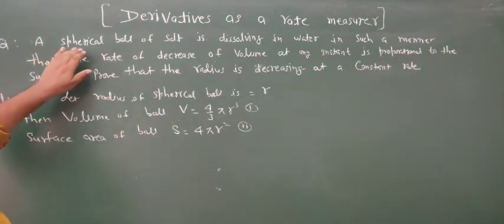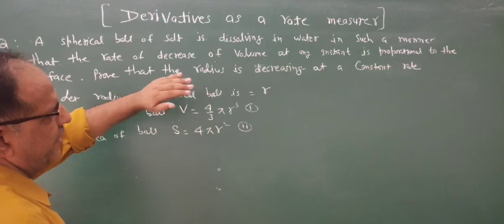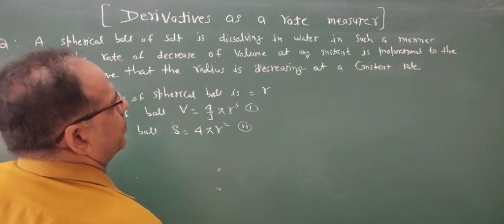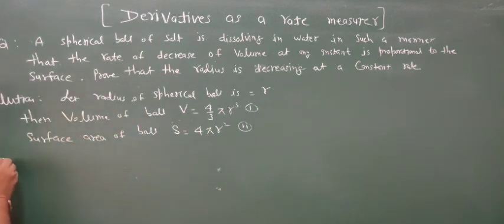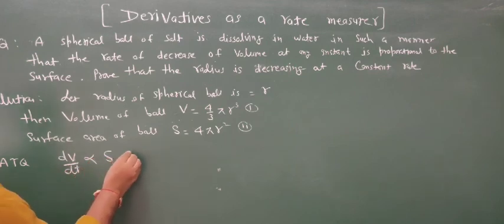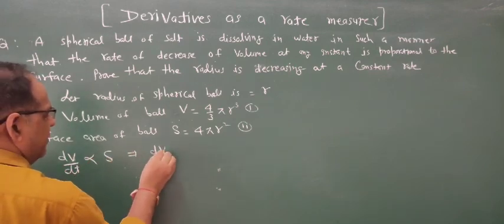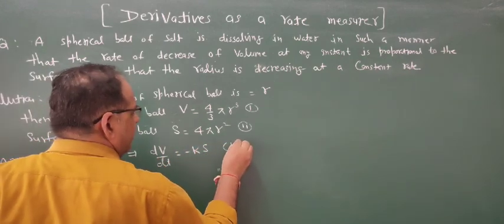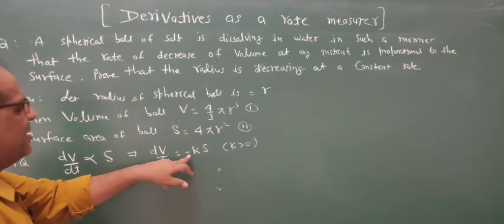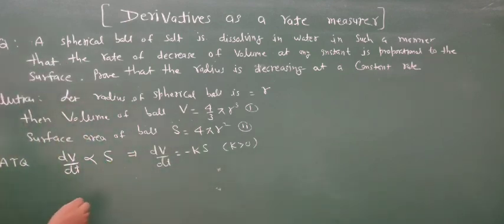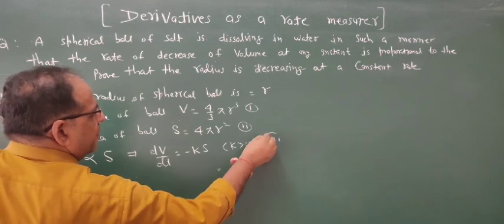Now the first step of the question: a spherical ball of salt is dissolving in water in such a manner that the rate of decrease of volume at any instant is proportional to the surface area. According to question, dV over dt is proportional to S. This implies that dV over dt is equal to minus kS, where k is greater than 0. Minus sign indicates that V is decreasing with respect to time. This is equation number 3.